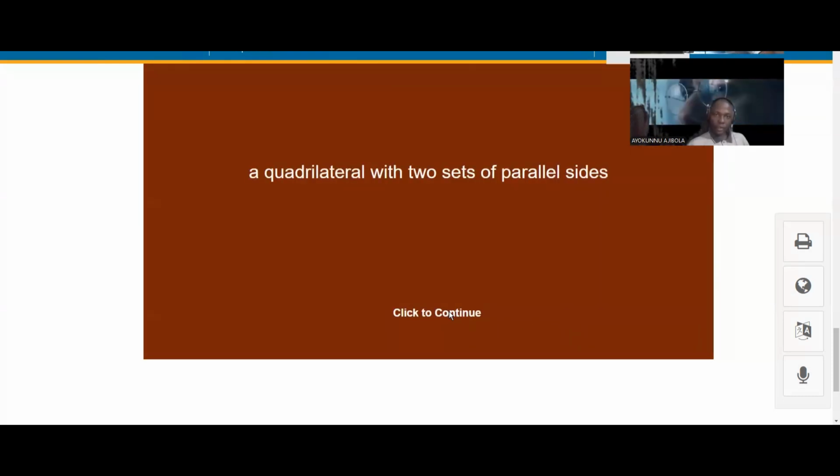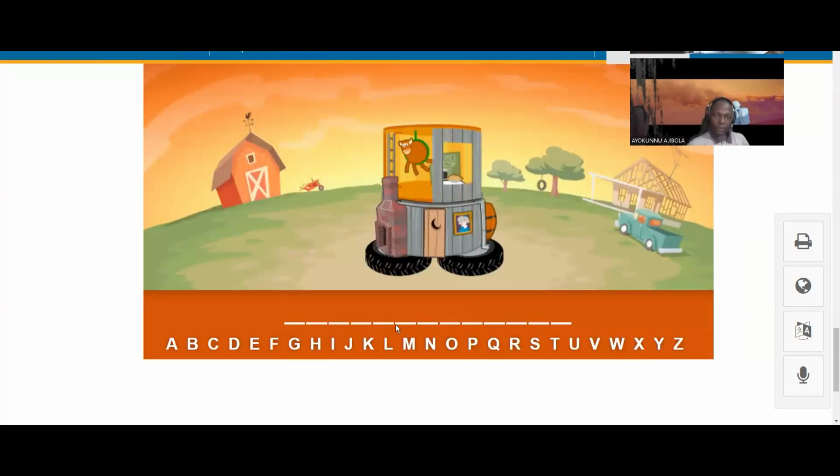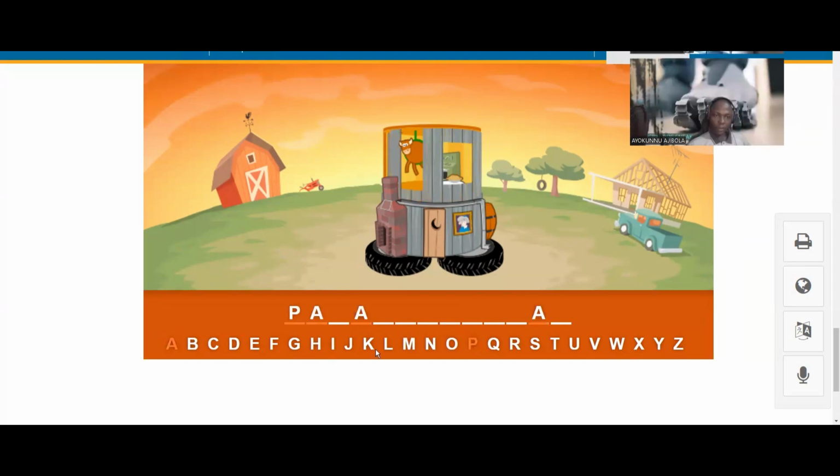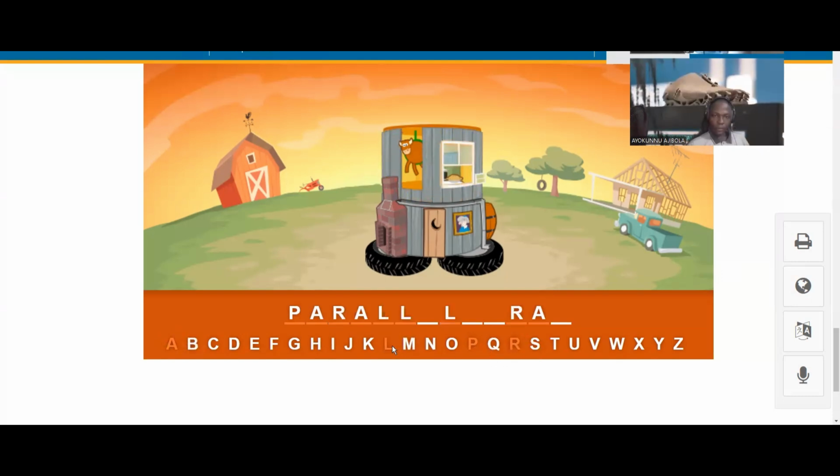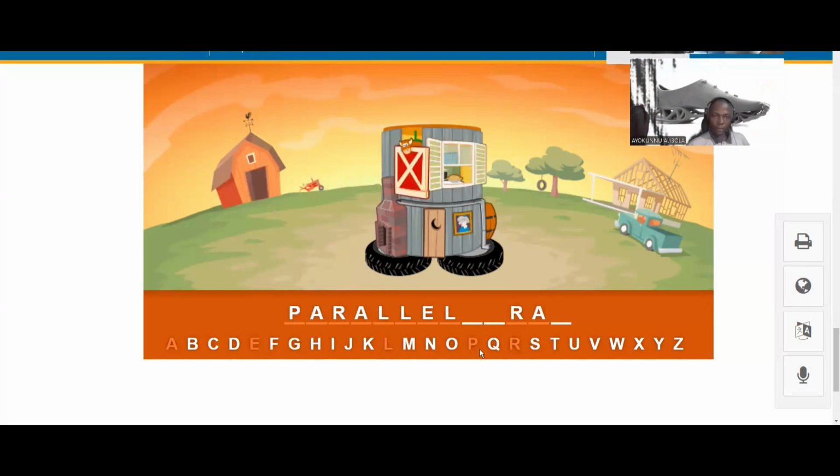Then a quadrilateral with two sets of parallel sides. That should be parallelogram, okay? Is that clear? Okay.